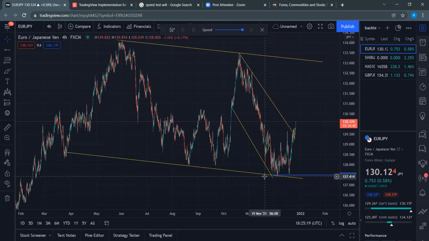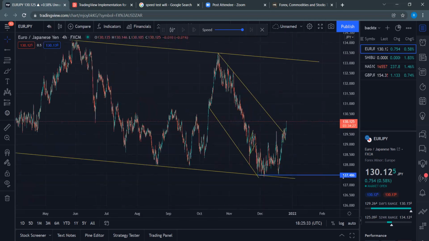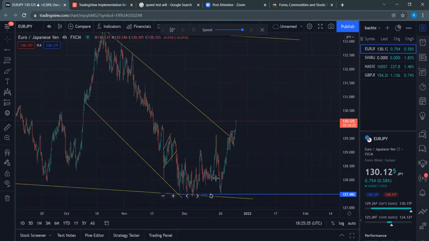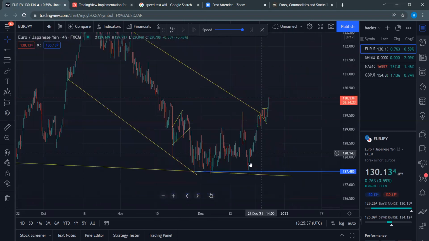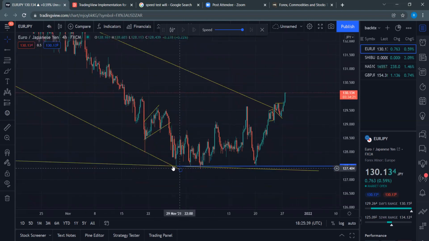You're going to be building more confluence. We are at the third touch of the outside structure. We are at the second touch of the outside trend line of the weekly, right? And then at the bottom of the structure, we have a double bottom. We had a double bottom here on the H4.